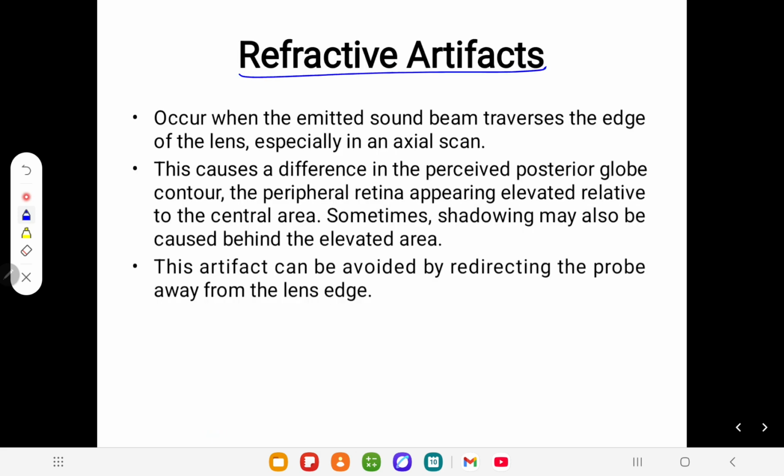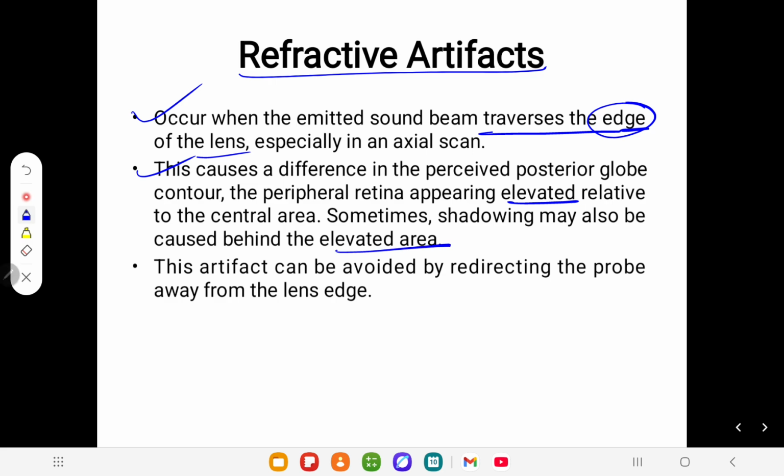Refraction artifact, as I have already shown in one picture, I'll show again, occurs when the emitted sound beam transfers the edge of the lens, especially in axial scan. Basically it means it transfers from the edge of the lens. Okay, remember that. What is refraction? Basically it means whenever you pass a wave through the edge, what happens? Diffraction, isn't it? This causes the difference in the perceived posterior globe contours. The peripheral retina appears elevated relative to the central area. Sometimes shadowing may also be caused behind the elevated area.